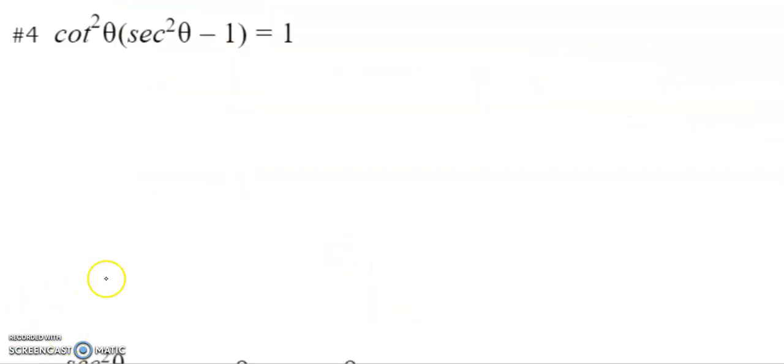All right, we got a couple more problems to try. Okay, cotangent squared theta, and then secant squared theta minus 1. Multiplying those together. Well, we want this to equal 1. Well, we got a couple of different options. I would go, in this case, with the fact that everything is squared. Like all of our identities here are squared.